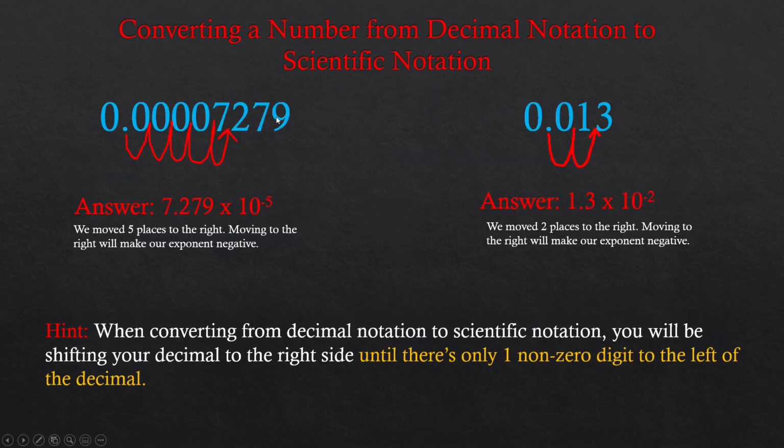Notice that this number is good to 4 sig figs, and our final answer is also good to 4 sig figs. So therefore, our answer is going to be 7.279 times 10 to the negative 5th power. This one is good to 2 sig figs. Our final answer is also good to 2 sig figs. And our answer is going to be 1.3 times 10 to the negative 2 power.